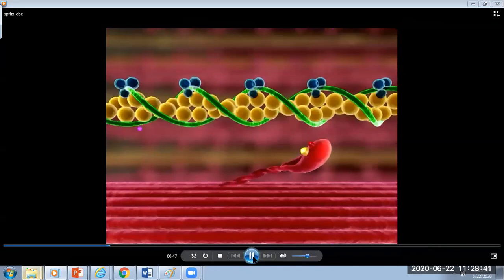The formation of a cross bridge is initiated when calcium ions, released from the sarcoplasmic reticulum, bind to troponin. All right, so they're coming in from the SR. You can see some of them in here. This is the tropomyosin and this is the troponin. In my figure, I showed you these in a green color, if you recall.